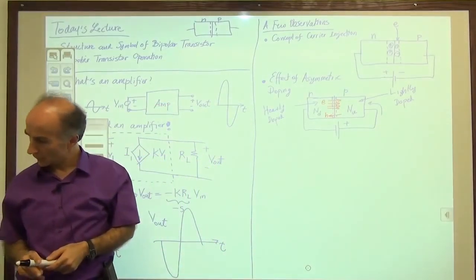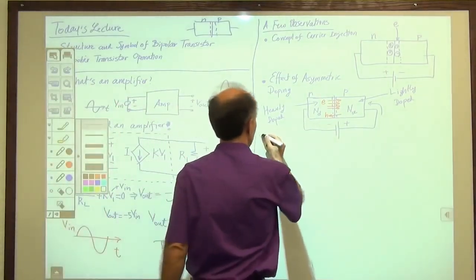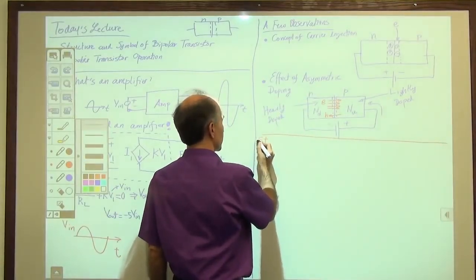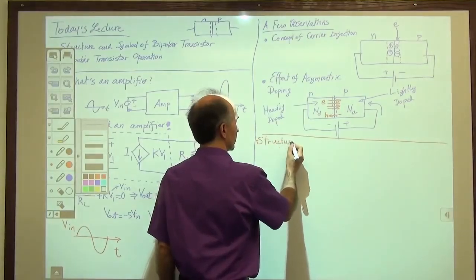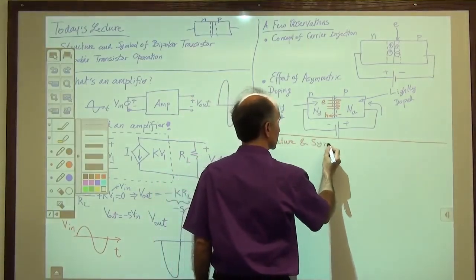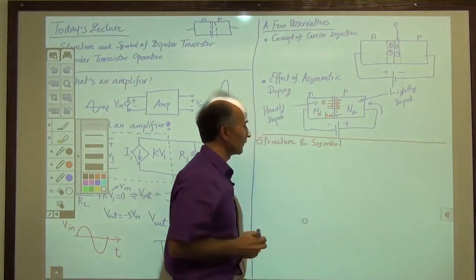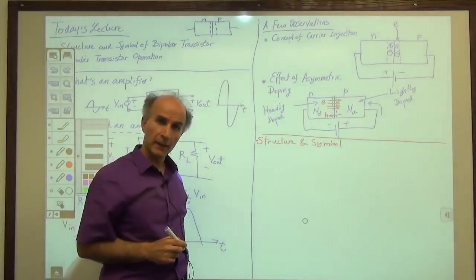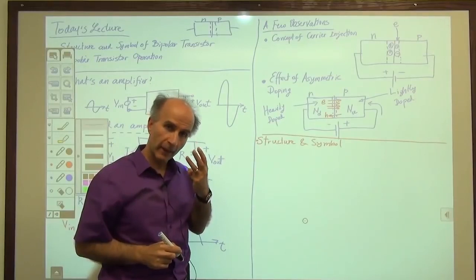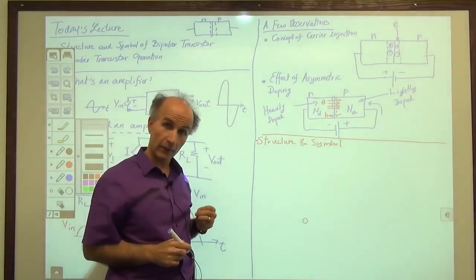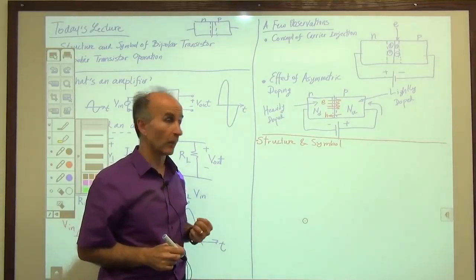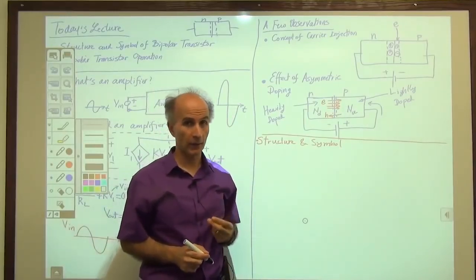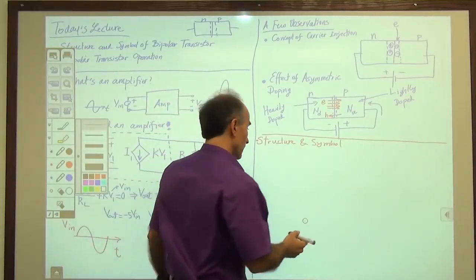Okay, so now let's go and look at the structure and symbol of the bipolar transistor. All right, the bipolar transistor is very interesting. It has 3 semiconductor sections and therefore 3 terminals. Remember, for a p-n junction we have only 2 terminals, 2 sections. But for a bipolar transistor we have 3. So it's a little more complicated now. Here's what it looks like.